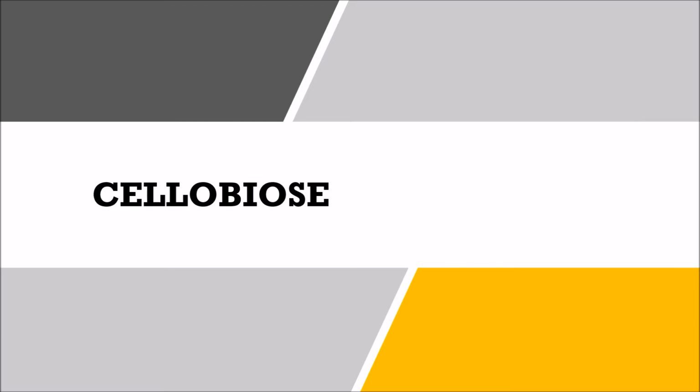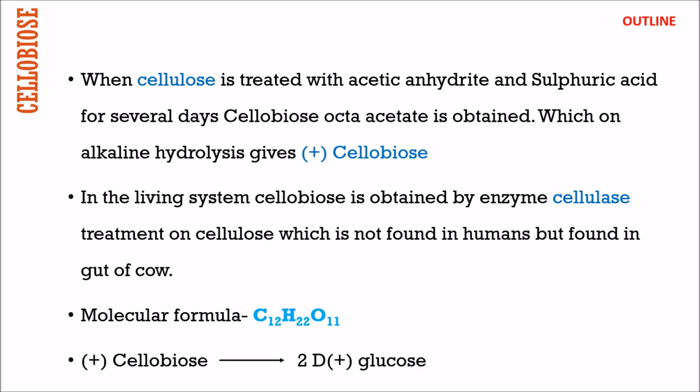disaccharide, cellobiose. When cellulose is treated with acetic anhydride and sulfuric acid for several days, cellobiose octaacetate is obtained, which on alkaline hydrolysis gives cellobiose. In the living system, cellobiose is obtained by enzyme cellulase treatment on cellulose, which is not found in humans but found in the gut of cow.